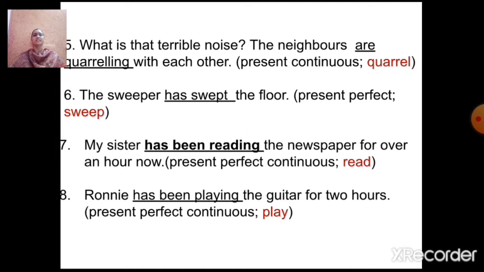Right? Now the next is: Ronnie dash the guitar for 2 hours. Okay, now we need to complete this with present perfect continuous and the verb given is play.